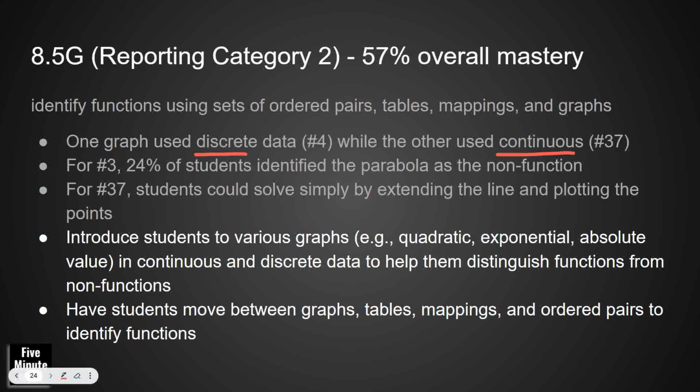So we could use quadratics, we can use exponentials, we can use absolute value in both continuous and discrete data, not to really explore the attributes of those functions. We don't need range and domain. What we need to do is identify is it a function or is it not a function? You can use all of those graphs to identify functions and non-functions. And then obviously we had two different graphs here, but this standard also includes tables, mappings, and ordered pairs. So we don't want to leave those completely because there might be some years in which STAAR gives us those forms to help us identify functions.